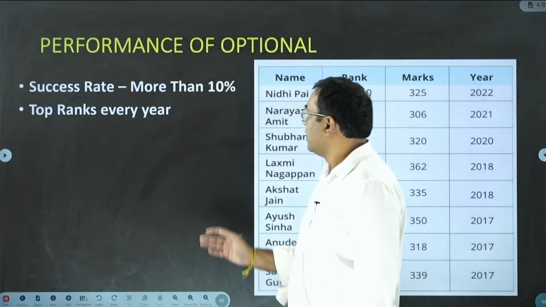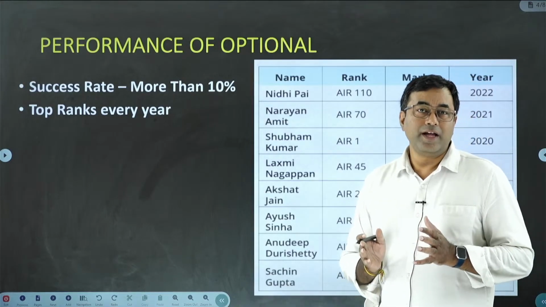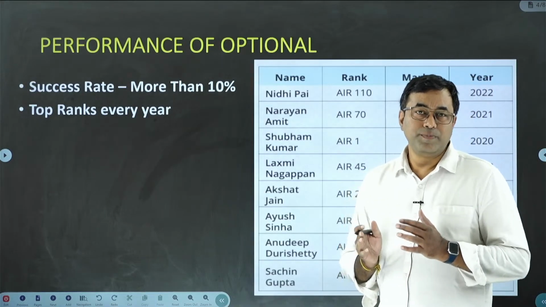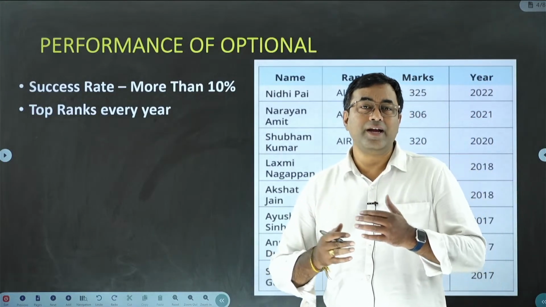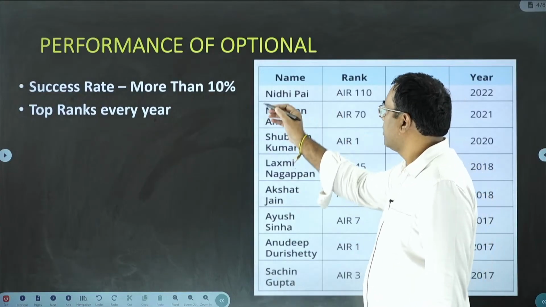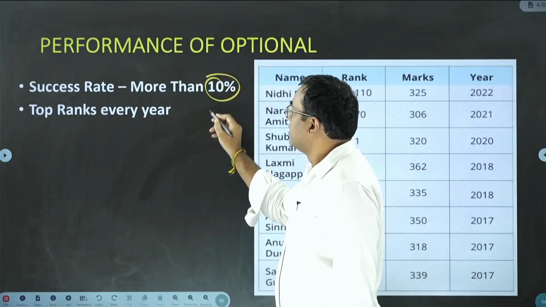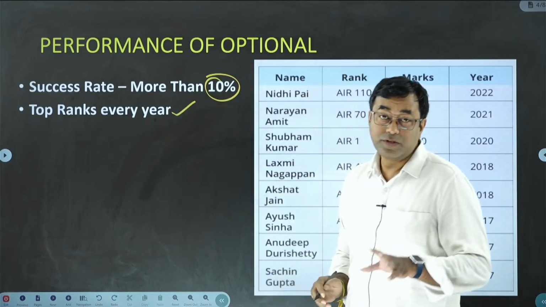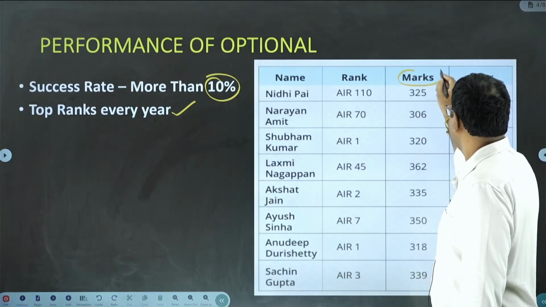And here I want to show you some results with respect to the anthropology optional, how it has been performing, and in which areas it is related with GS and all. For example, if you consider the performance of the anthropology optional, the success rate is more than 10%. So most of the toppers are produced every year. Here you can see the marks they have got.